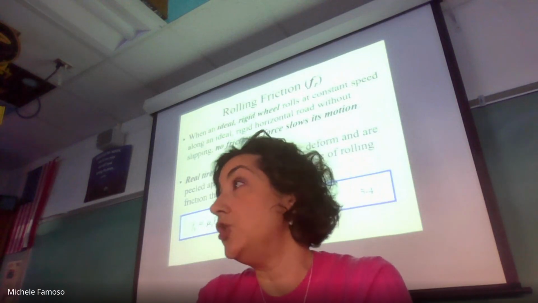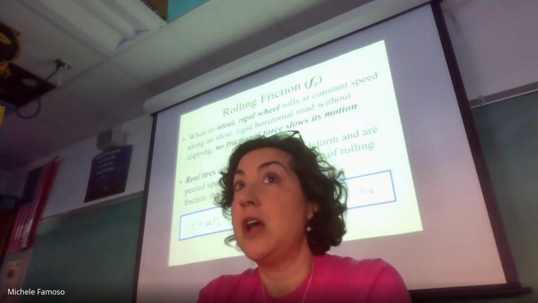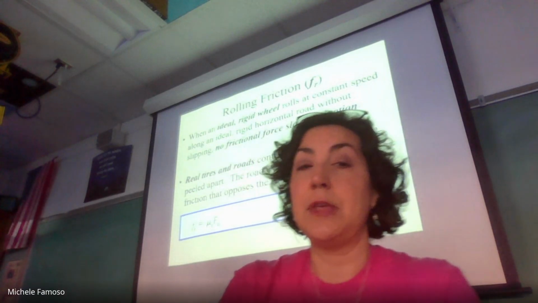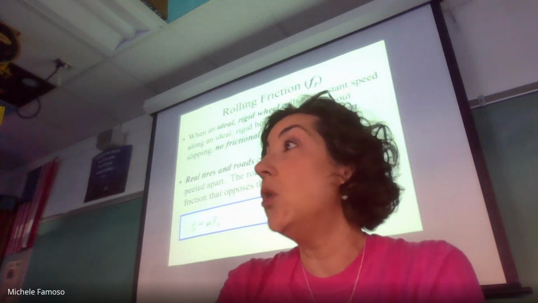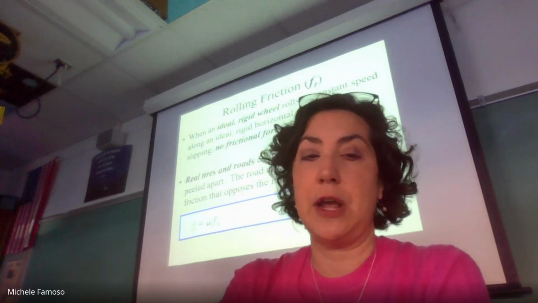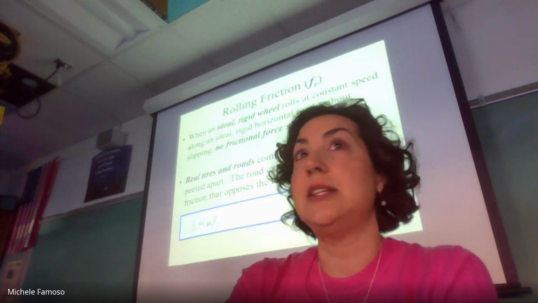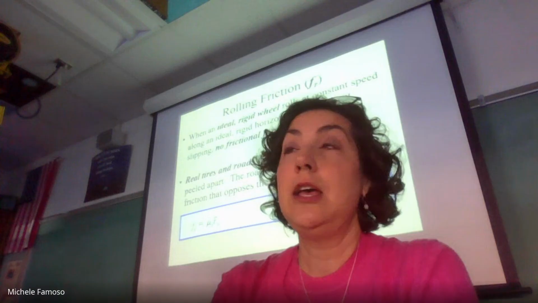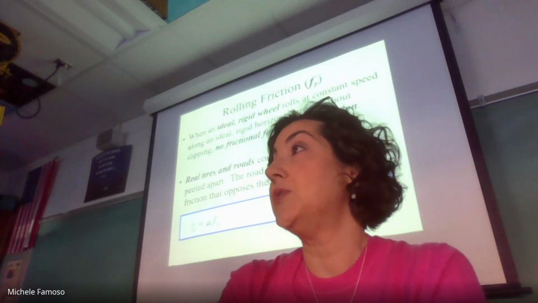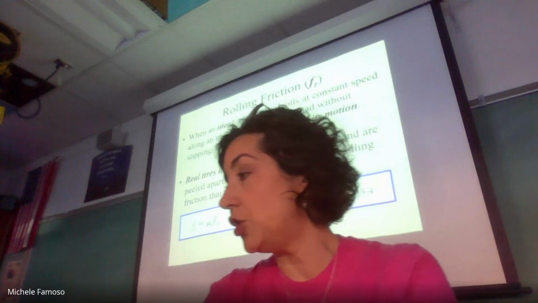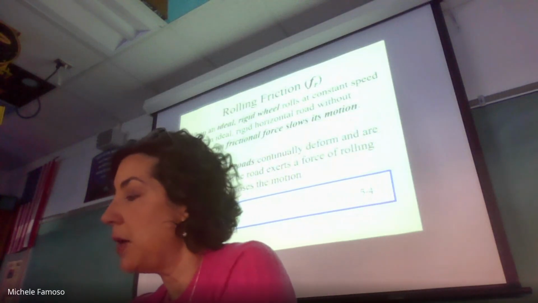If you had a rigid wheel, then that would not exist. Okay, so something that's rigid would not have a rolling friction force to cause it to slow down. The way we calculate this is similar to the way we calculate kinetic friction, except we use a coefficient of rolling friction to calculate this amount.